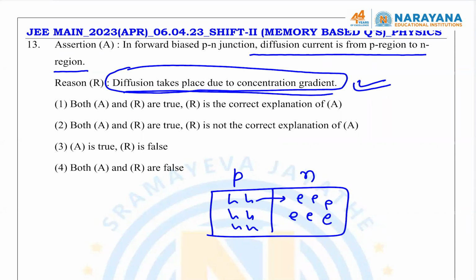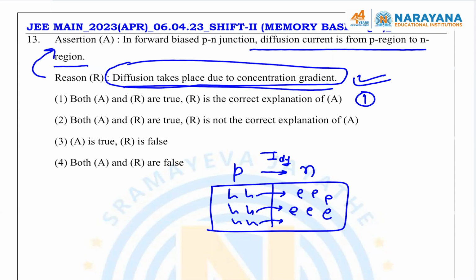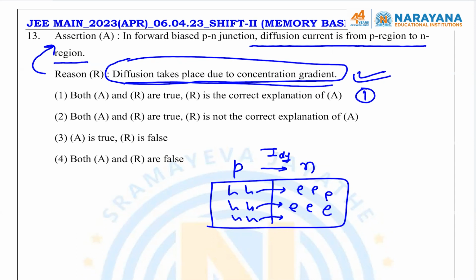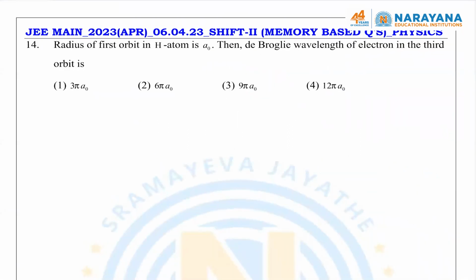And from higher concentration to lower concentration, holes move from P to N. And therefore, the direction of the diffusion current is from P side to N side. So clearly, the reason is the proper explanation of the assertion. So answer 1. That was an easy question. All right, let's move to the next.